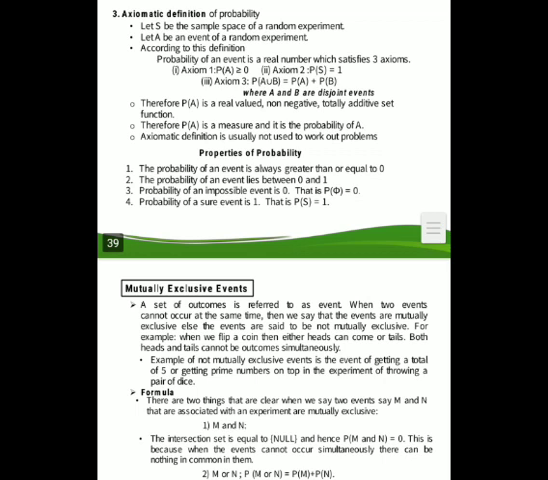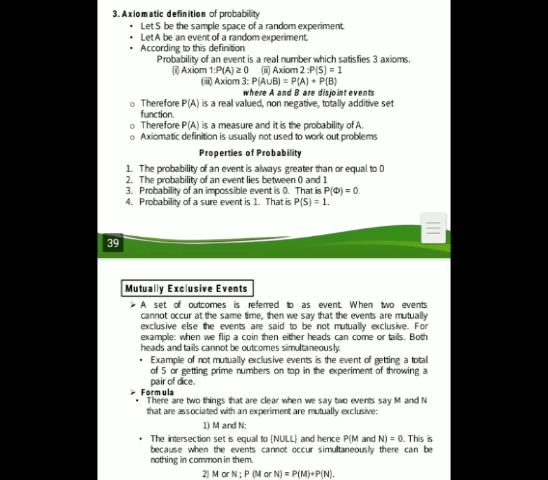Properties of probability. The probability of an event is always greater than or equal to 0. The probability of an event lies between 0 and 1. The probability of an impossible event is 0, that is, P(empty set) is equal to 0. The probability of a sure event is 1, that is, P(S) is equal to 1.